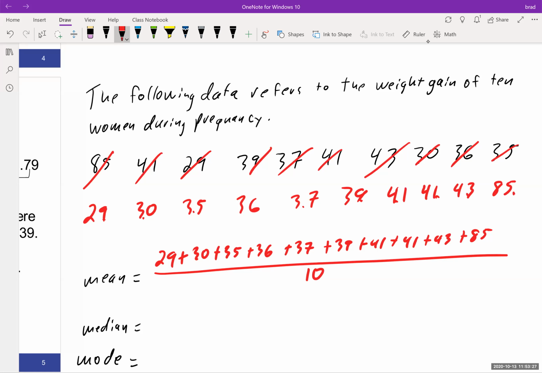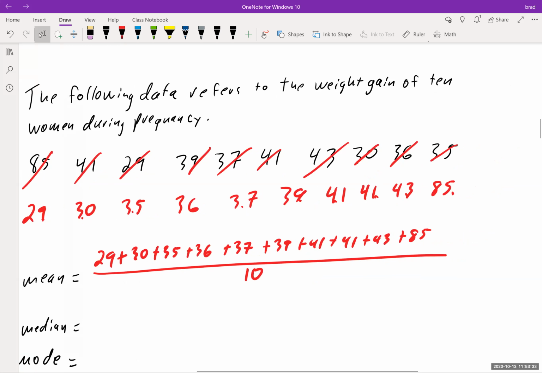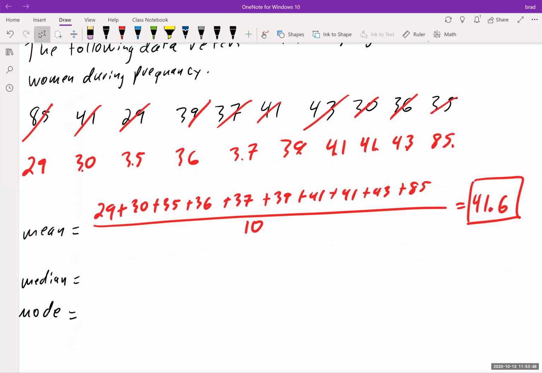Okay, so when we plug this in our calculator, you should get 41.6. So that means that the mean or the average expected value is 41.6. Okay, now let's do the median. Now the median is the middle value.